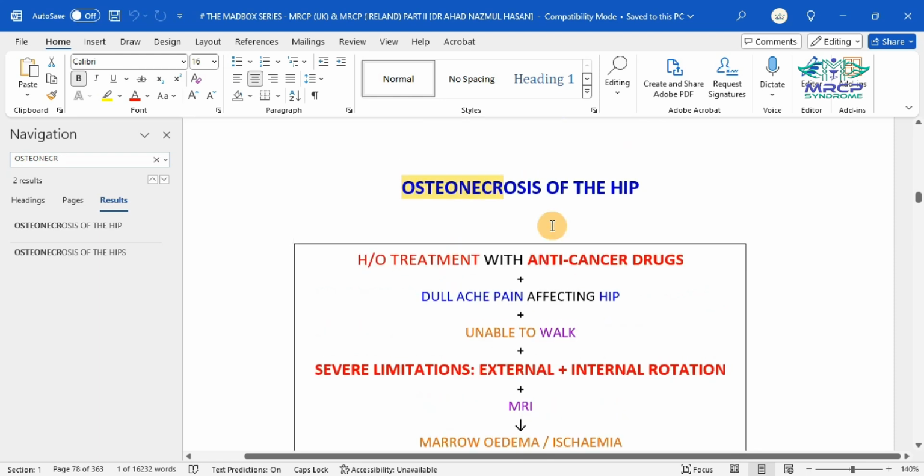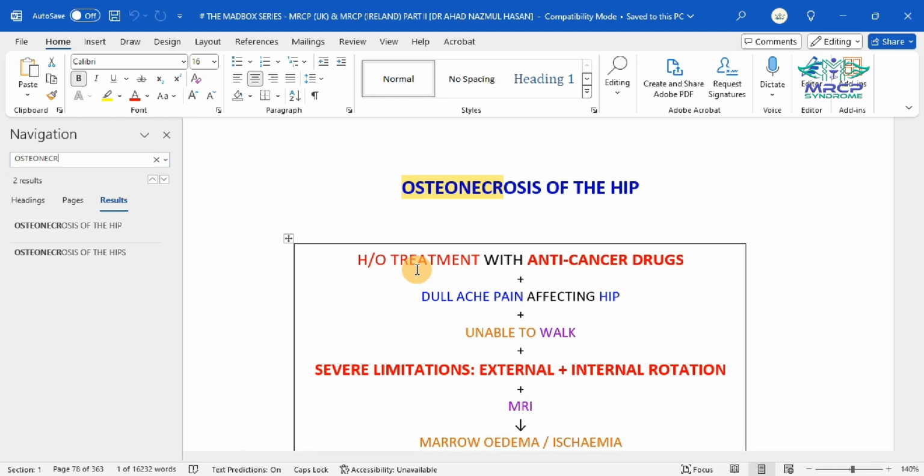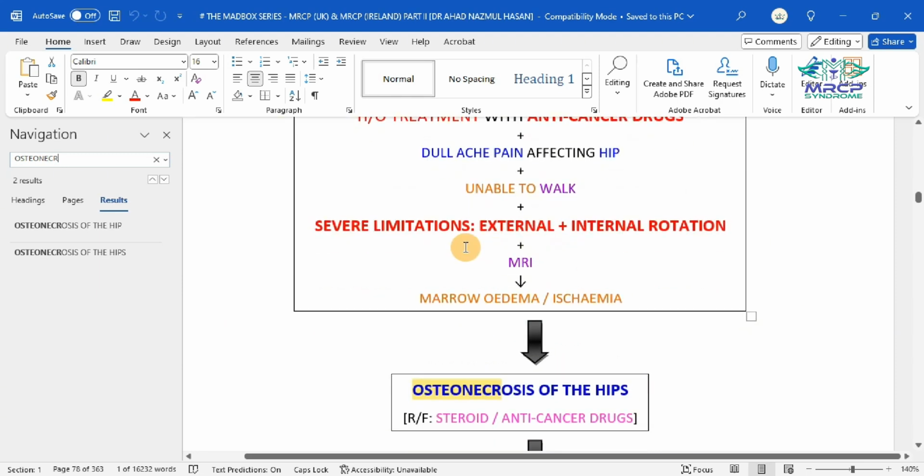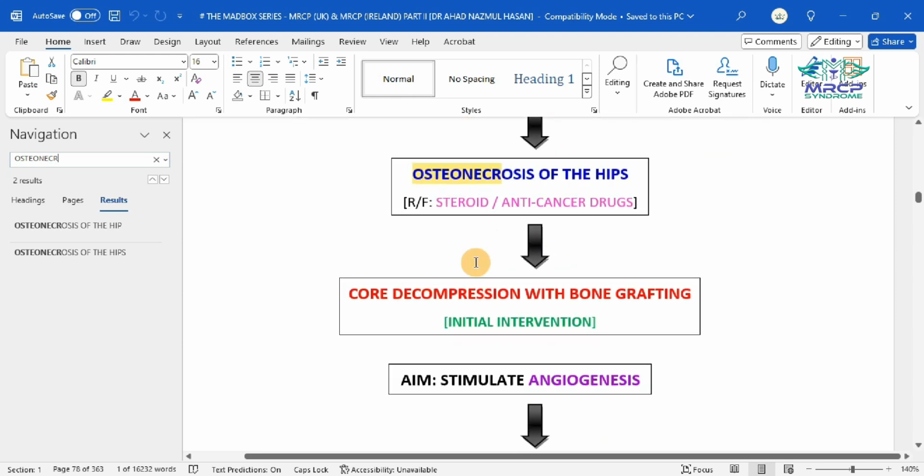So this type of patient will predominantly have a history of taking either anti-cancer drugs or steroids. Steroid is the most common cause, followed by the anti-cancer drug, and the patient will come up with a dull ache pain affecting the hip. There will be features of being unable to walk, and there would be severe limitations on the external and internal rotation. And if you go for the MRI, there will be features of marrow edema indicating the underlying ischemia, and the diagnosis is osteonecrosis of the hip.